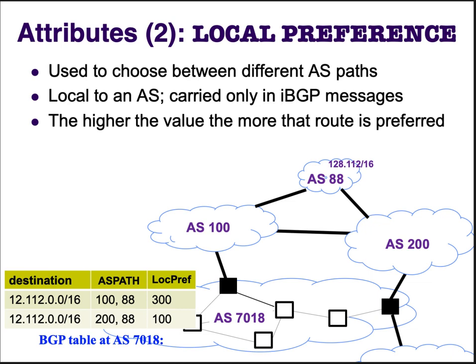Okay. Any questions on this? Yeah, today, manually often. So the operator knows what kind of relationships they have with AS100 versus AS200. So they configure their routers to say local pref coming from this AS is 300, coming from that AS is 100, which should cause you some discomfort. Any other questions?